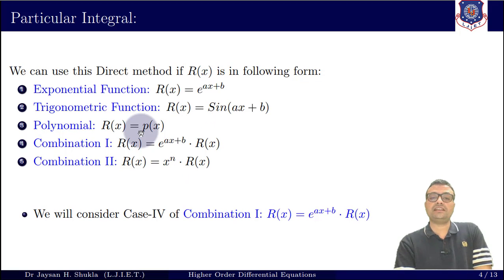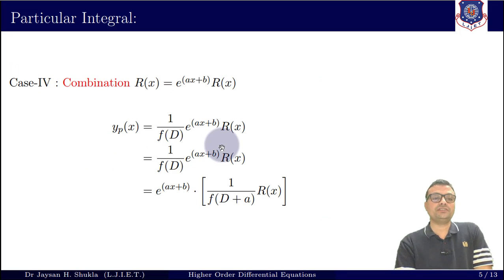We have seen already the first three cases: exponential, sine, cos, or polynomial. Today we are going to discuss our first case of combination. So let us consider this combination. What will happen if R(x) is e raised to ax plus b into R(x)? This R(x) and this R(x), they are not the same. This simply means that my right hand side is some random function in multiplication with some exponential e raised to ax plus b. So as usual, I am taking 1 upon f of D into e raised to ax plus b into R(x). Now how to deal with this situation?